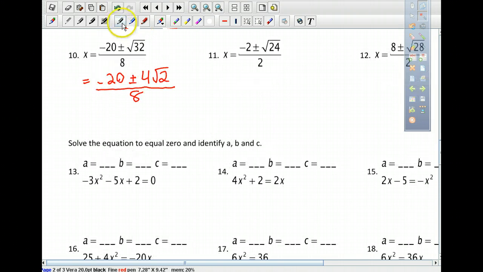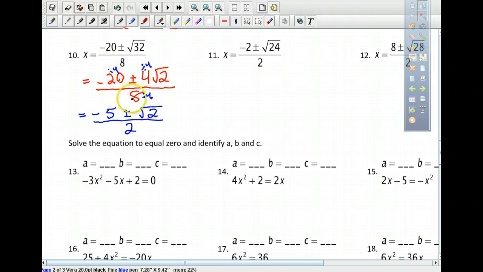Lastly, can 8 or a factor of 8 go into both of these numbers? Yeah, these all have a factor of 4. 4 goes into 20, 4 goes into 4, and 4 goes into 8. So you have to reduce it. Divide everything by 4, except the irrational part. So negative 20 divided by 4 is negative 5. 4 divided by 4 is just 1, so we'll just have 1 root 2. 8 divided by 4 is 2. So I just divided every rational part by 4.